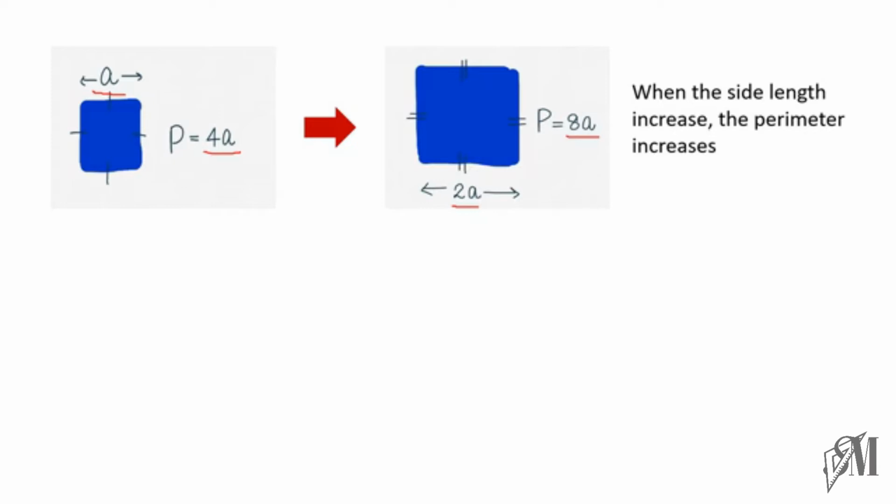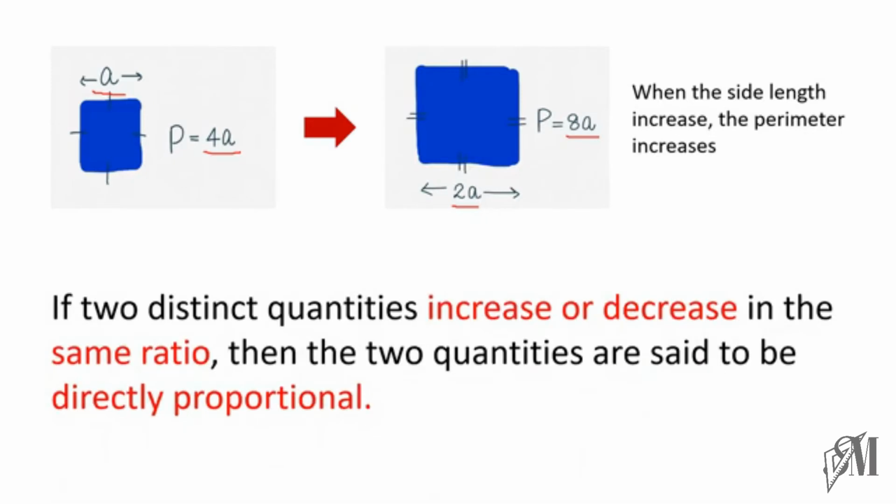Now let's see what directly proportional quantities are. If two distinct quantities increase or decrease in the same ratio, then the two quantities are said to be directly proportional. Now with my examples, you will understand it more clearly. If the quantities are increasing or decreasing in the same ratio, then such quantities are said to be directly proportional. Now in our next part, we are going to see how to work out questions related to direct proportionality.